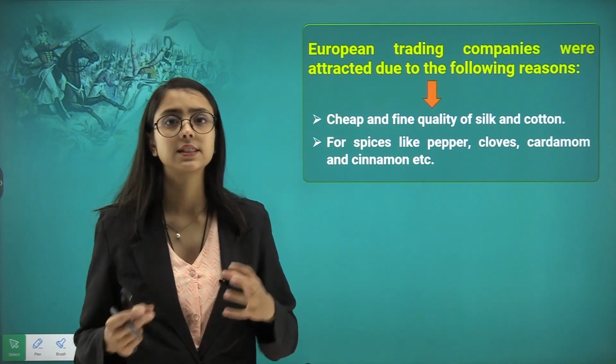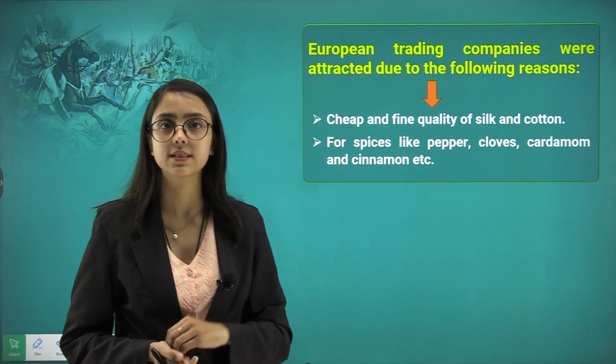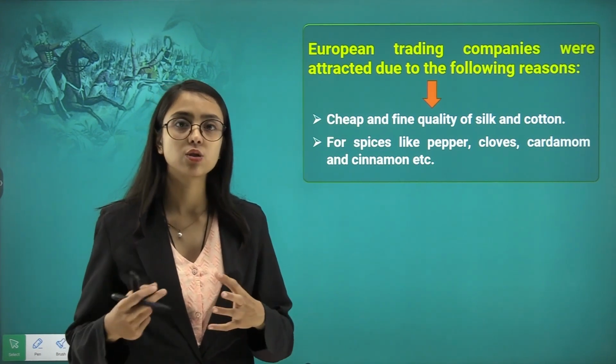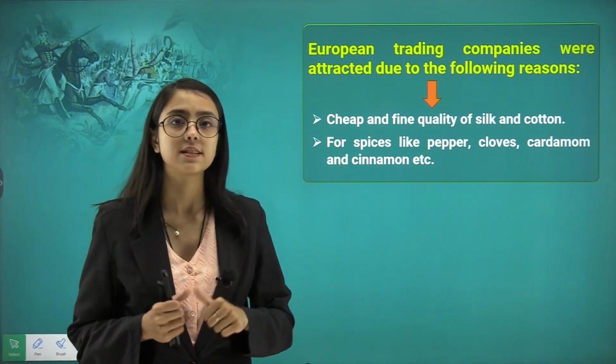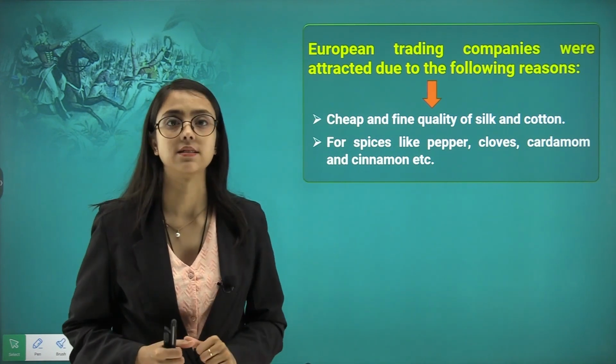As we have discussed, the textile industry in India is quite renowned even in today's time. So the first main point of attraction or fascination towards the trade was cloth. Silk and cotton were present in the Indian subcontinent at a very good quality and cheaper prices.